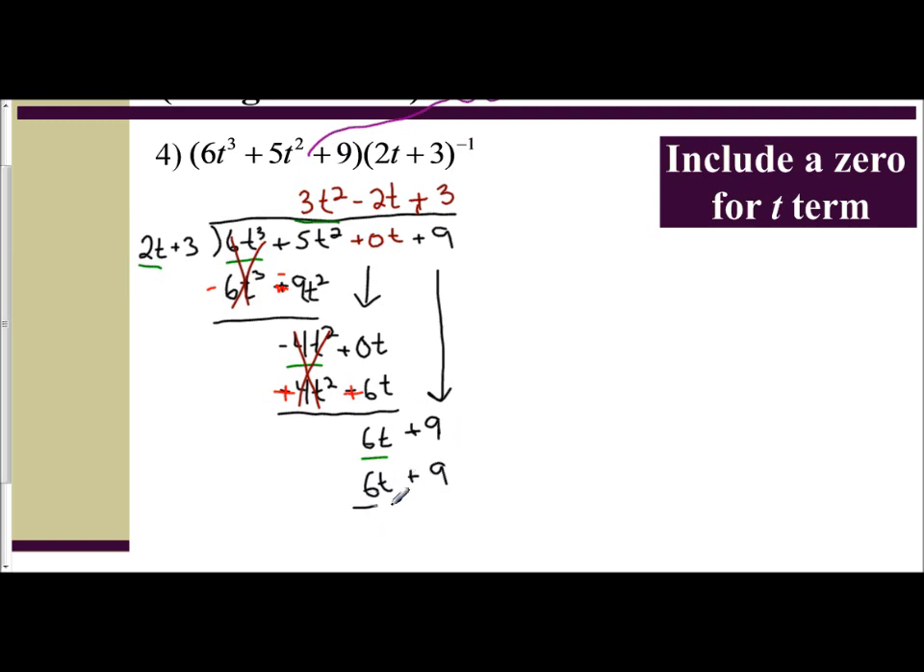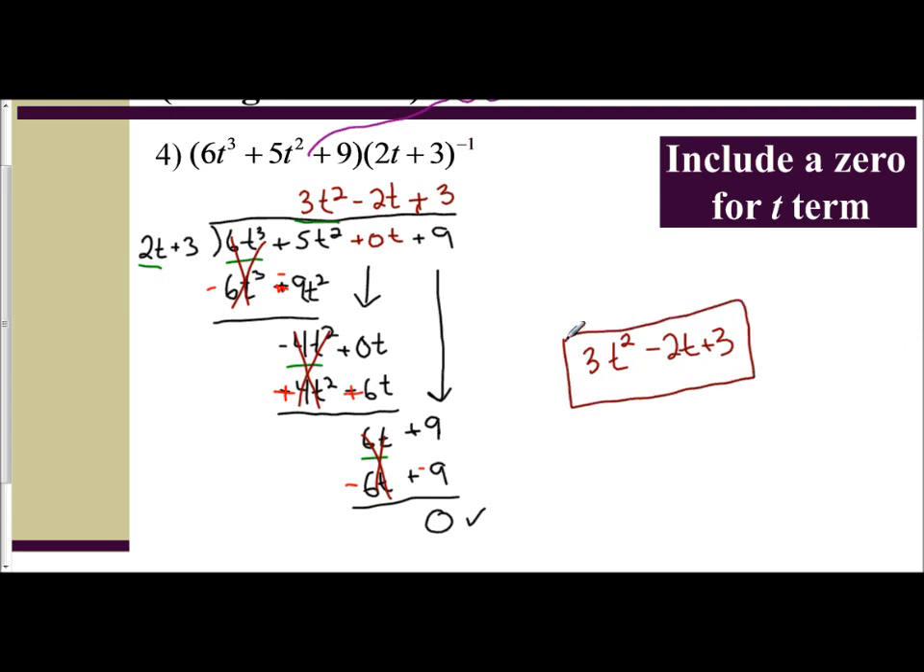And so let's subtract these terms. So I change this to the opposite operation, plus and negative here. 6t minus 6t is going to cancel. And 9 minus 9 is 0. And so my remainder is 0, which is a good thing because I don't have to keep it in consideration. And so my final answer is 3t squared minus 2t plus 3.